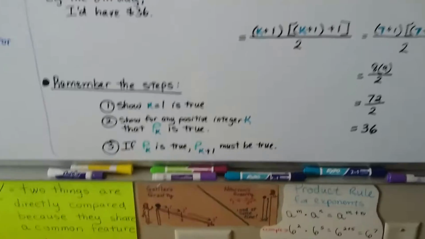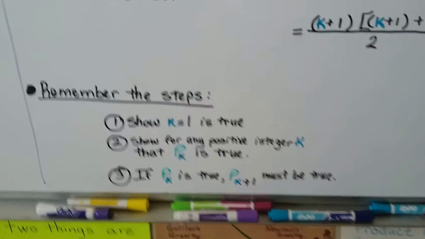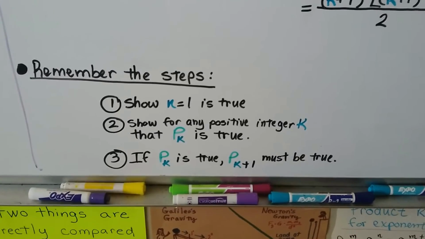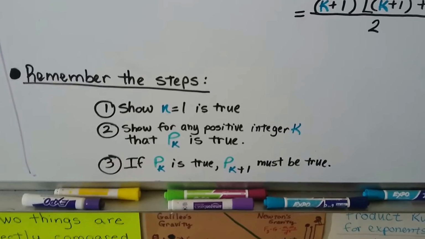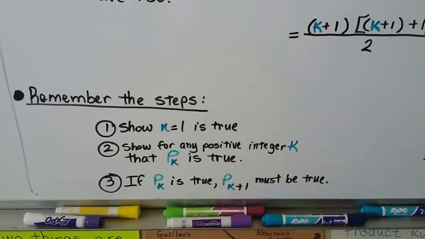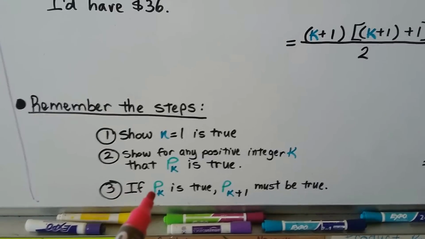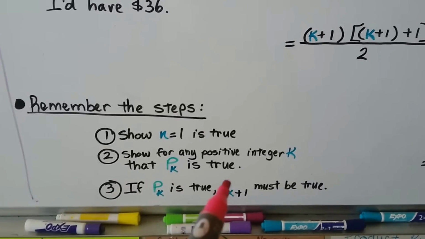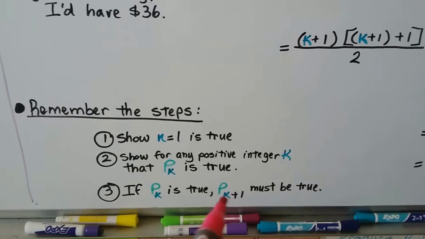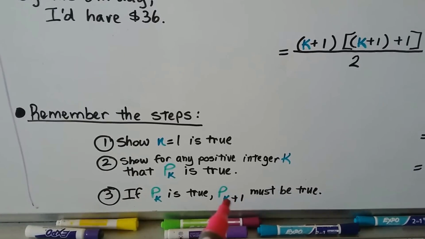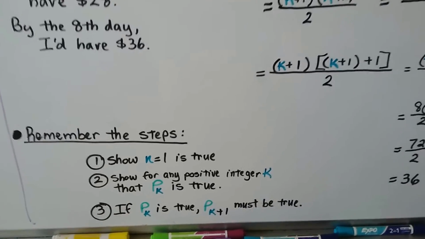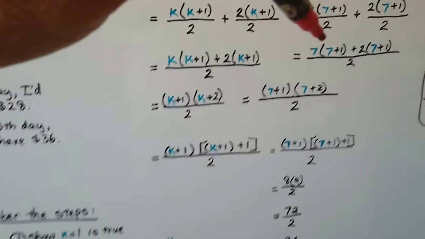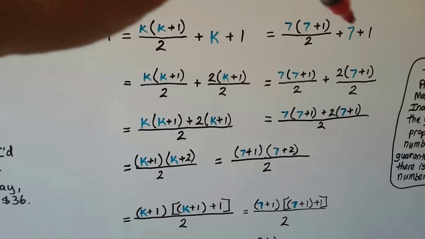So remember the steps. We show that n is equal to 1 is true. Then we show for any positive integer k that P sub k is true, that middle number, like our 7. And if that's true, if our 7 works out, then that means if we add 1 to it, so that would be the 8, wouldn't it? P sub k plus 1 would be the 8, must be true, all right? So that would be the 7 and the 8 when we were doing it with the 7 in it.